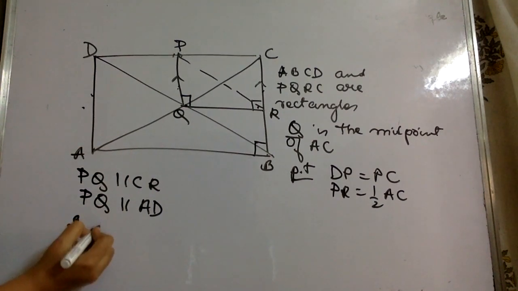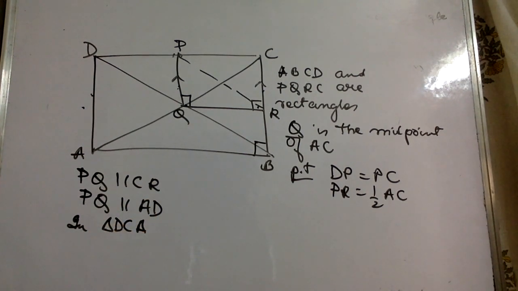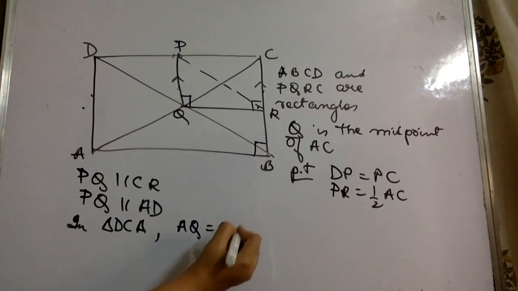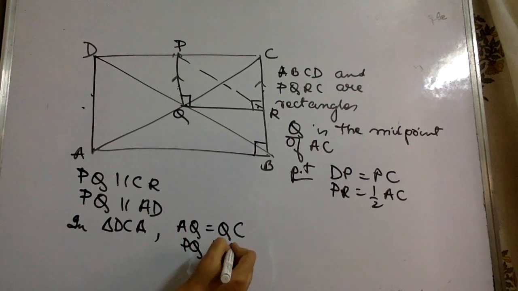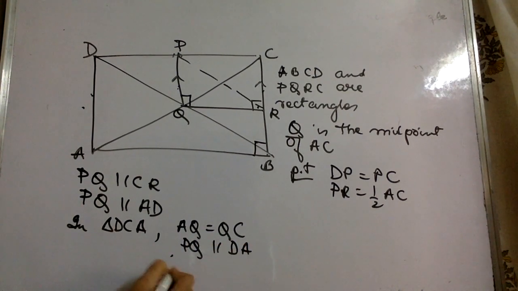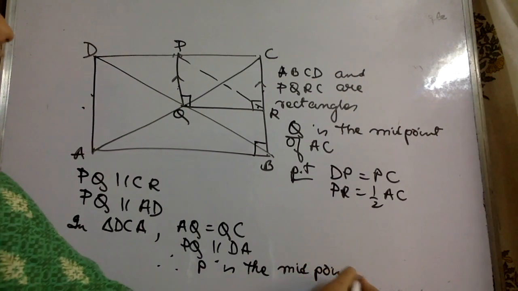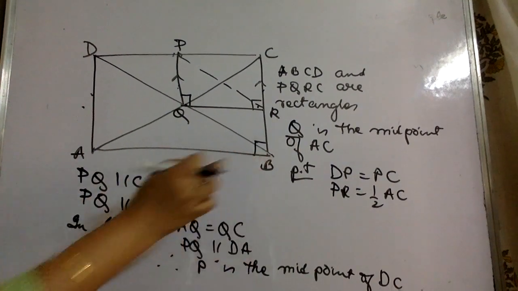So, in triangle DCA, we can say that AQ is equal to QC because Q is the midpoint, they have told, and PQ is going parallel to DA. Therefore, P is the midpoint of DC. Therefore, we have proved DP is equal to PC. The first part we have proved.